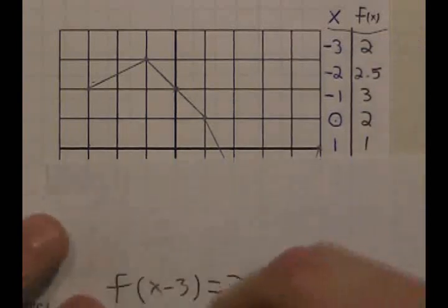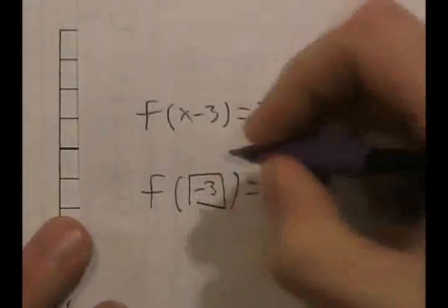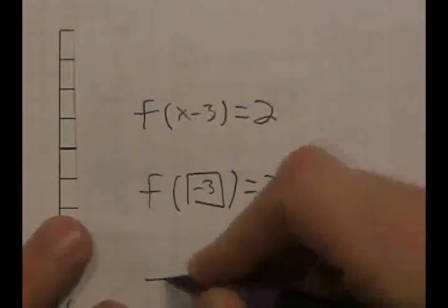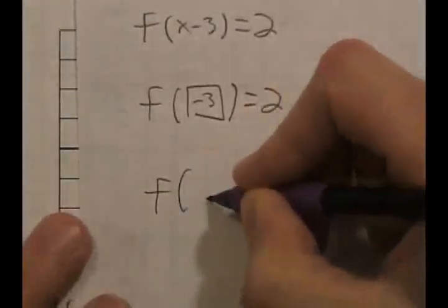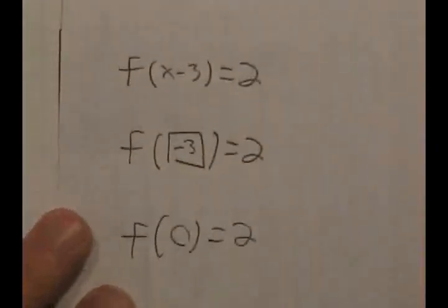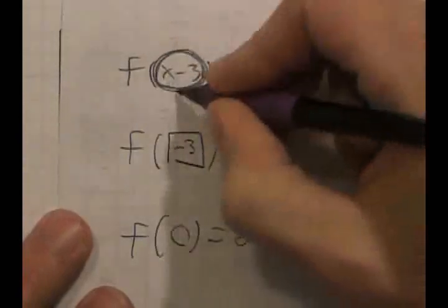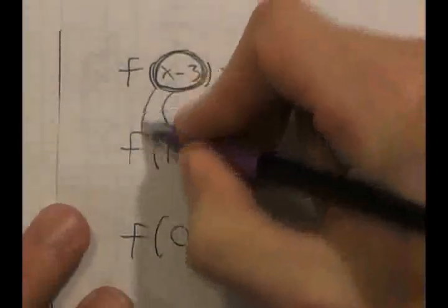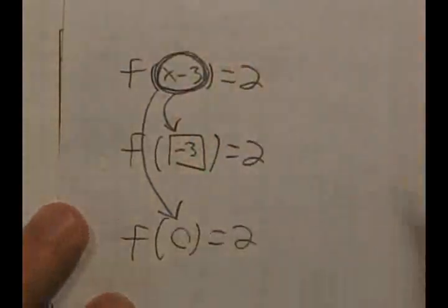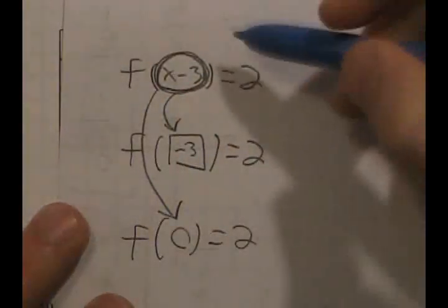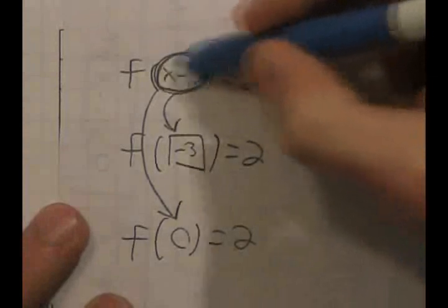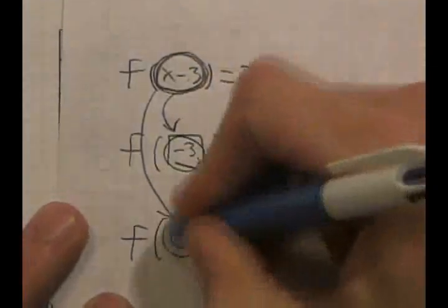So it appears that whenever what's inside here is -3, you're going to get 2 out. Or if this thing is 0, you're going to get 2 out. So what you want to do here is you want this expression, x minus 3, to be equal to either -3 or 0. You want to find the value of x that makes this expression equal to one of these two numbers.